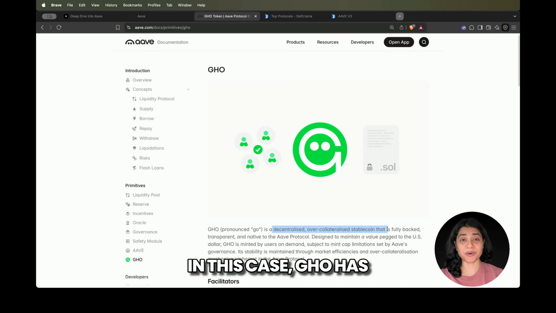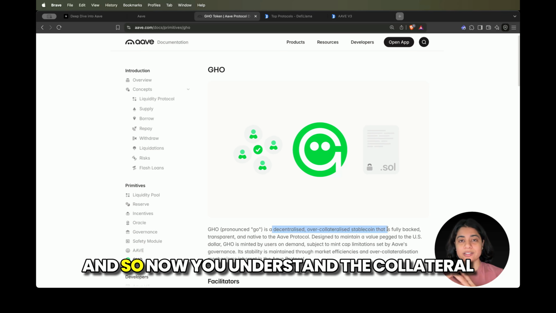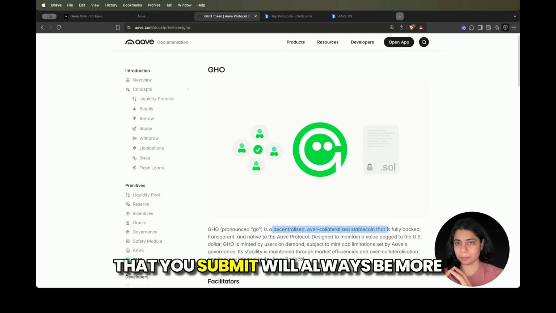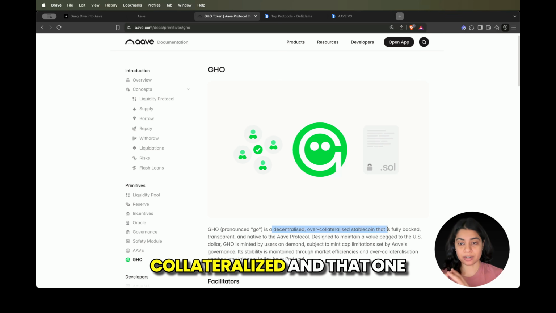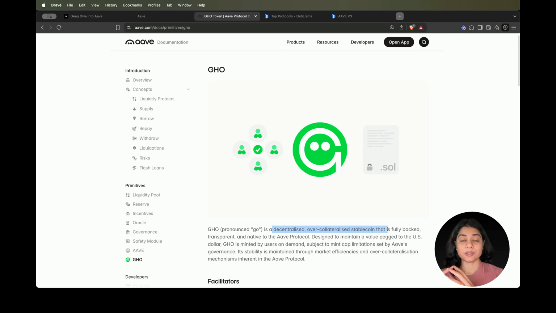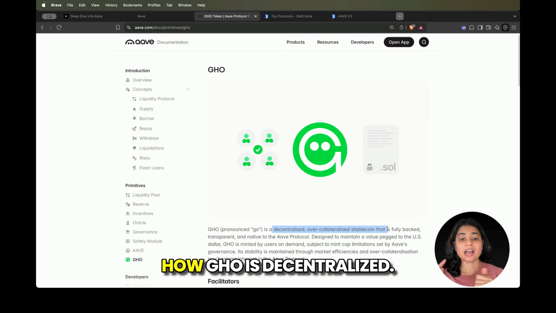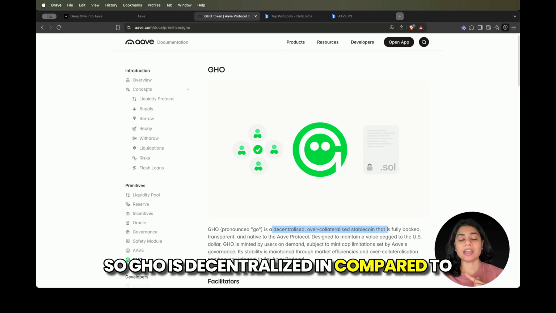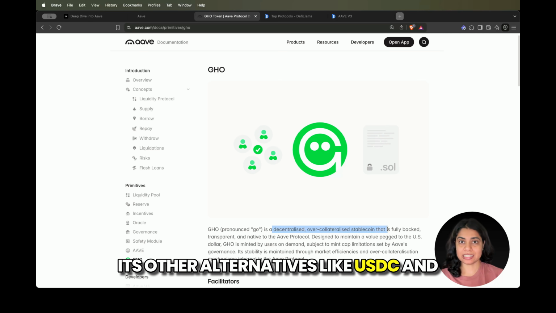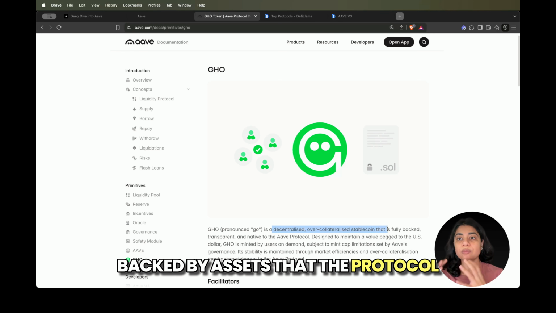In this case, GHO has been inspired by MakerDAO and DAI. So now you understand the collateral that you submit will always be more than the GHO that you are minting. That's the reason it is overcollateralized. And that is one of the reasons that helps in maintaining its peg. Then the second bit was how GHO is decentralized. GHO is decentralized compared to its other alternatives like USDC and USDT, in the sense that it's backed by assets that the protocol holds.